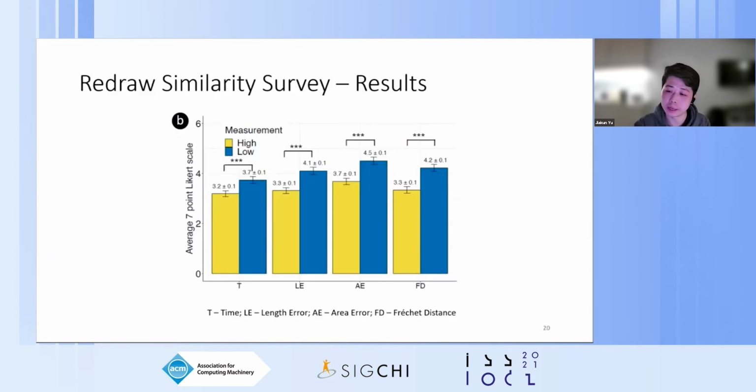To examine the discriminative property of each measure, we compared the Likert rating of the best and worst traces with respect to each measure. This figure reveals that all the measures show a significant change in the redraw quality rating between high and low groups. However, out of the 4 measures, Fréchet distance shows the highest difference.